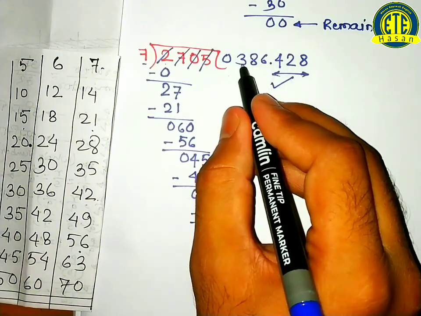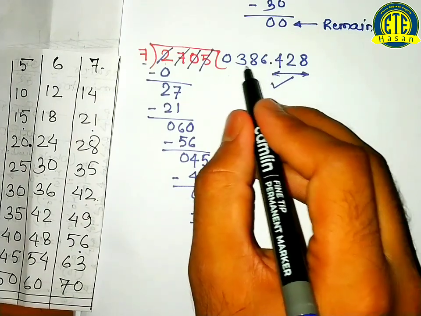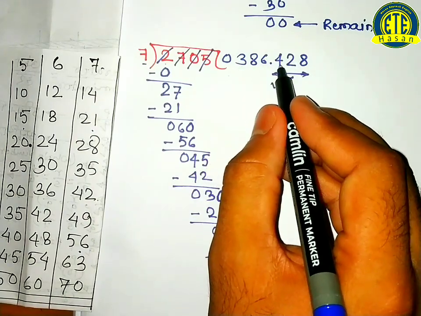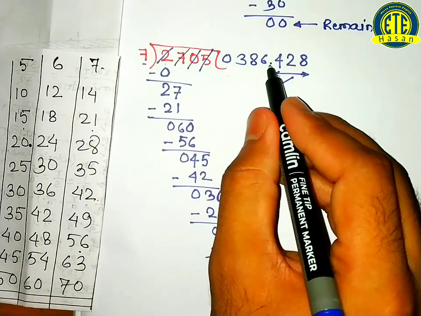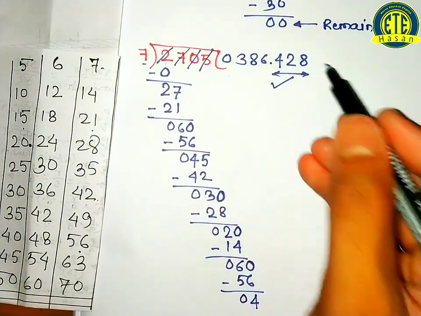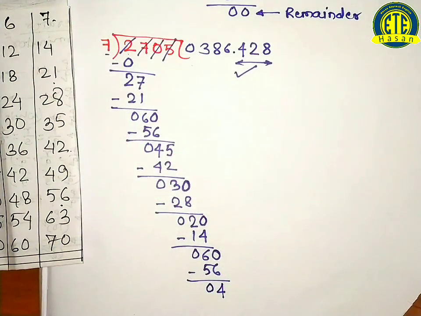386.428. Don't read it like that, this is the wrong way. The correct way is 386.428. Okay, let's take another example.